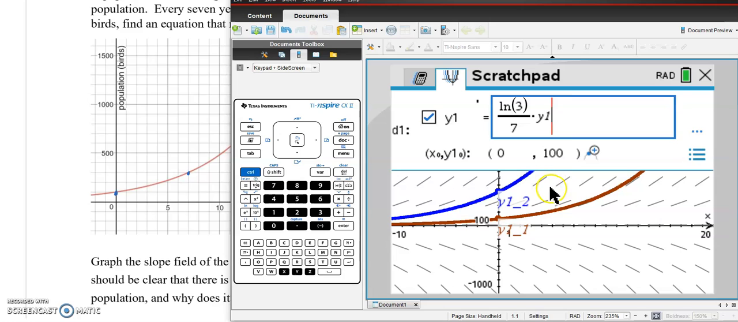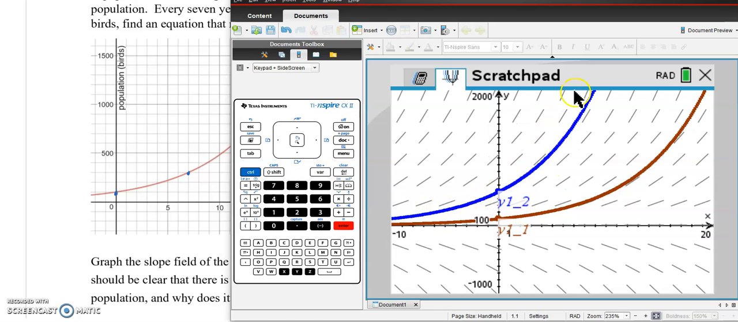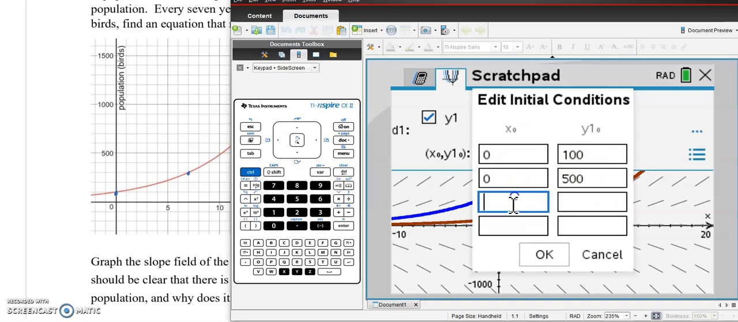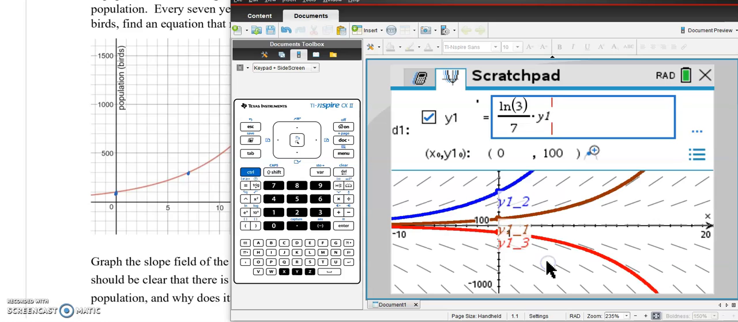So that blue one follows the same slope field and goes through the point 0, 500. Okay, what happens if we look at a negative initial condition? It might not make sense with negative populations, but mathematically we have values down there. And we can see that that red curve also follows the slope field. It's exponential with a negative c value instead of a positive c value.